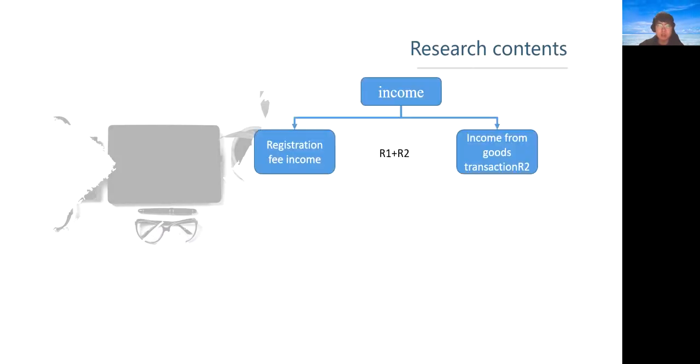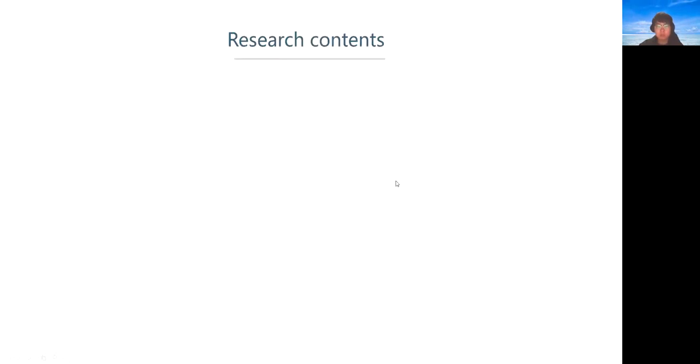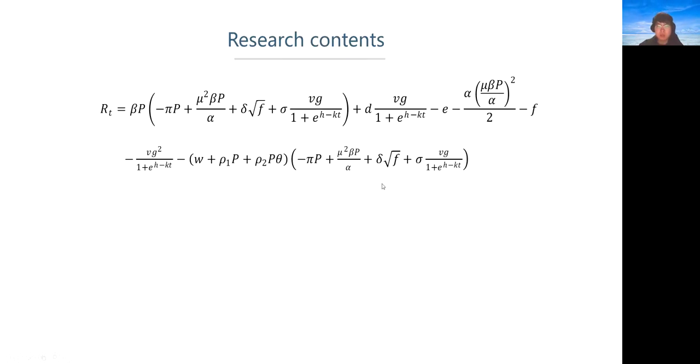The third part is the main model and the content of the paper. The profit of the platform consists of the revenue and the expenditure. The income is mainly divided into registration fee income and goods transportation income. Income from goods transportation refers to the charge of a certain proportion of goods transaction fees. The cost of the platform mainly includes fixed expenses for platform maintenance, platform value-added service, advertising costs, training costs, fixed insurance expenses, and transportation and cargo demand damage costs. The total profit formula is this. After conclusion, the best profit function is this.